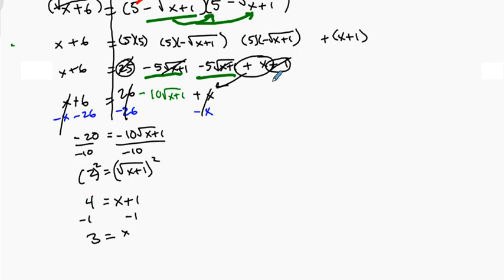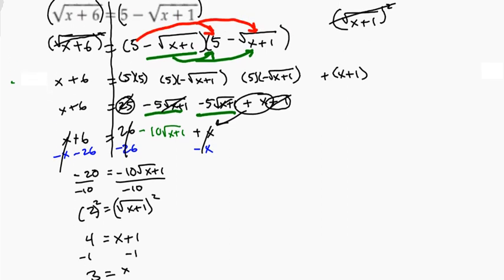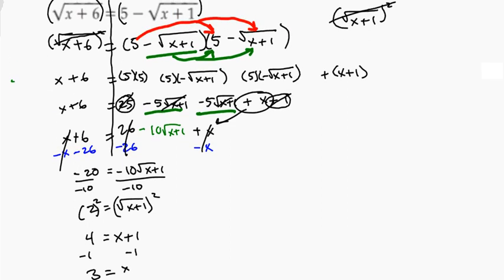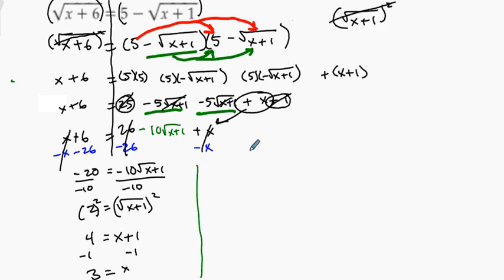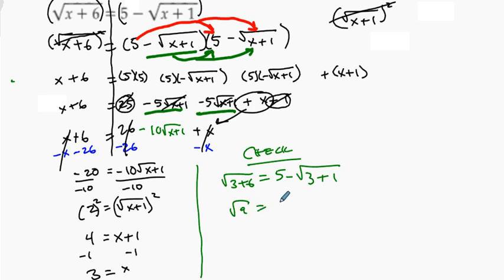And now let's do our check steps. So let's go up to our original equation here. Let's change colors. We're going to use solid green here. So these are our check steps. So check. Here's your checks. So we're going to go square root of 3 plus 6 is equal to 5 minus square root of 3 plus 1. So I put in, for x, my answer, my 3, right? So you get square root of 9 is equal to 5 minus square root of 4.